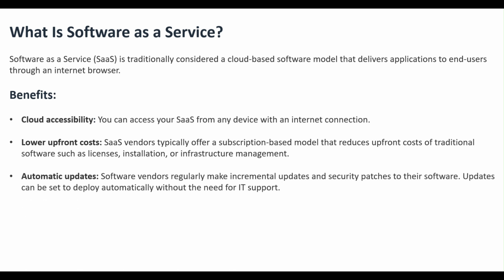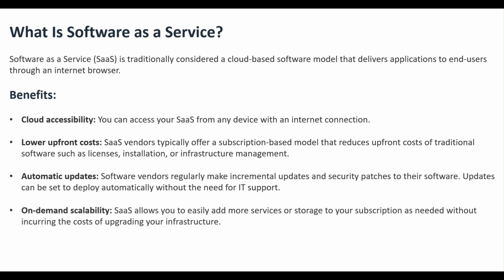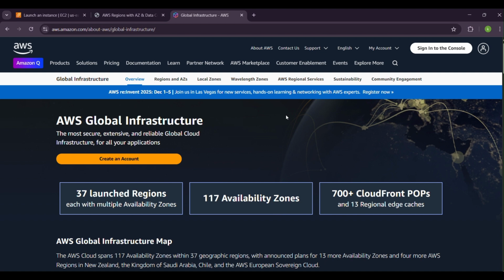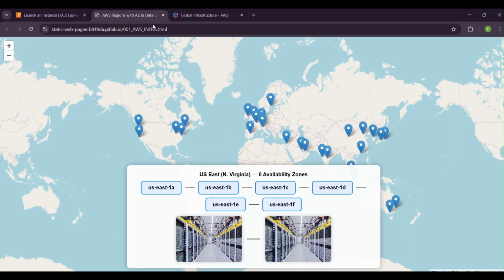Automatic updates. Software vendors regularly make incremental updates and security patches to their software. Updates can be set to deploy automatically without the need for IT support. And the last one, on-demand scalability. SaaS allows you to easily add more services or storage to your subscription as needed without incurring the cost of upgrading your infrastructure. This is about IaaS, PaaS, and SaaS.